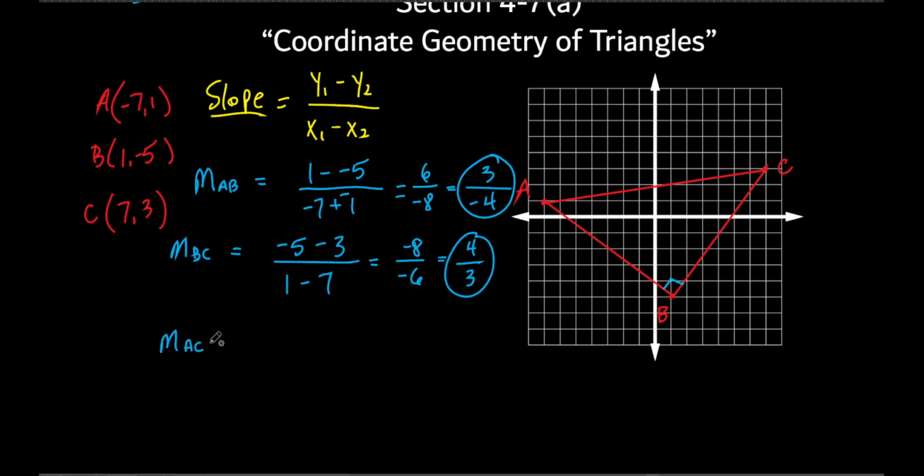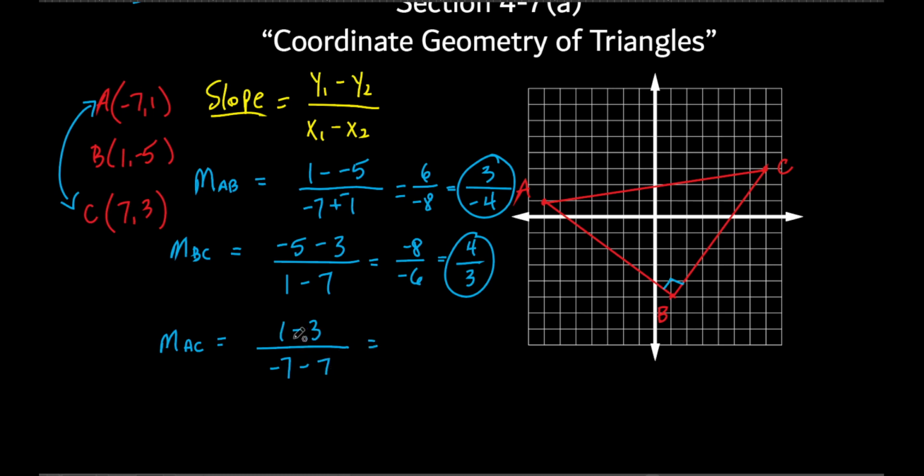We'll call it AC. Let's do the slope again. You should be able to do this. A and C, we're doing these two right there. So we subtract which ones? The X's or the Y's first? The Y's, and we put them on top. So what are my numbers? 1, what? -3. 1 minus 3. And then I subtract the X's from each other, from A and C. So it's -7 minus 7.